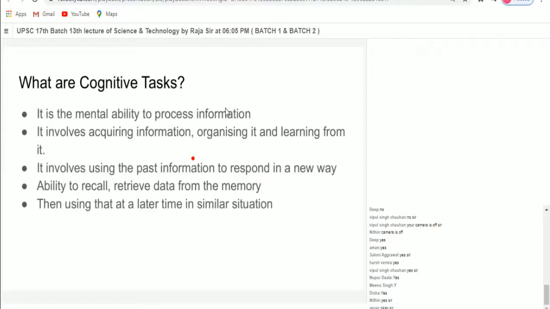So the cognitive tasks, we want the computers to perform the cognitive tasks. So what are these cognitive tasks? See, cognitive tasks are related to the mental ability of a person to process information. Let us take a very simple example. When you are small, when you go to school, you steal some money from your friend. And when you get back home and you tell your mother that today I have stolen these 10 rupees from one of my friends, then what will happen? Then you will get slapped.